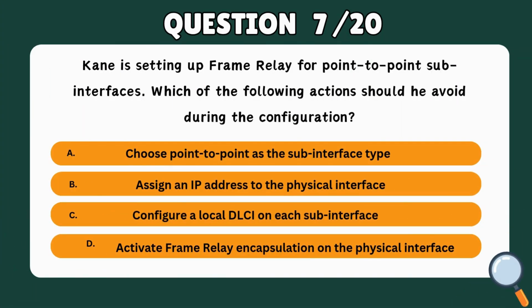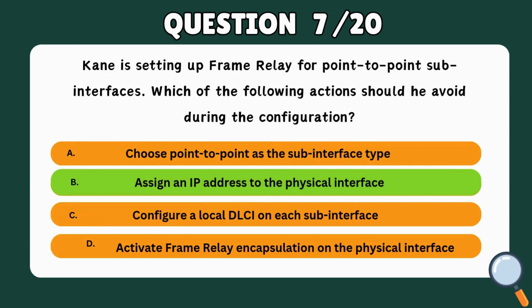Question 7. Kane is setting up frame relay for point-to-point sub-interfaces. Which of the following actions should he avoid during the configuration? A. Choose point-to-point as the sub-interface type. B. Assign an IP address to the physical interface. C. Configure a local DLCI on each sub-interface. D. Activate frame relay encapsulation on the physical interface.